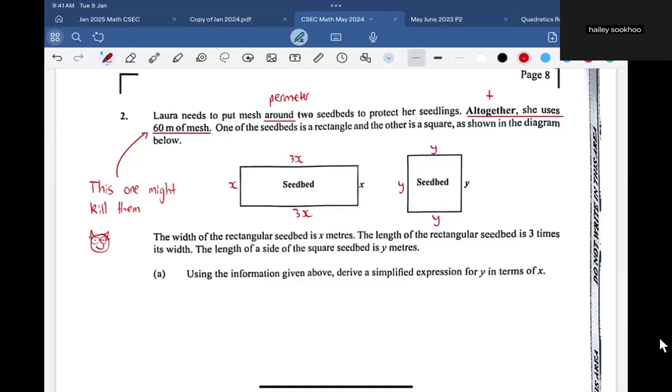8x plus 4y is equal to 60. That'll work. Come on again. 8x plus 4y is equal to 60. Okay, that's correct, but I want to hear reasoning for that. Where do you get 8x from?